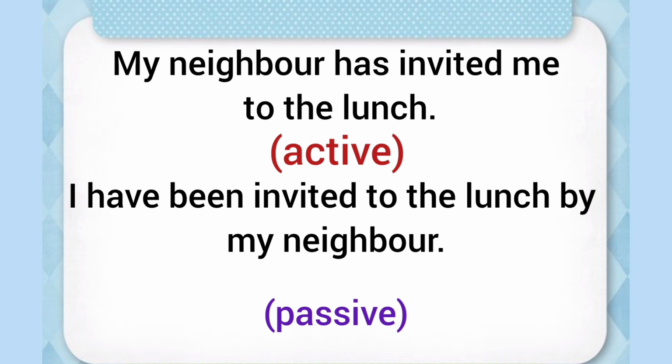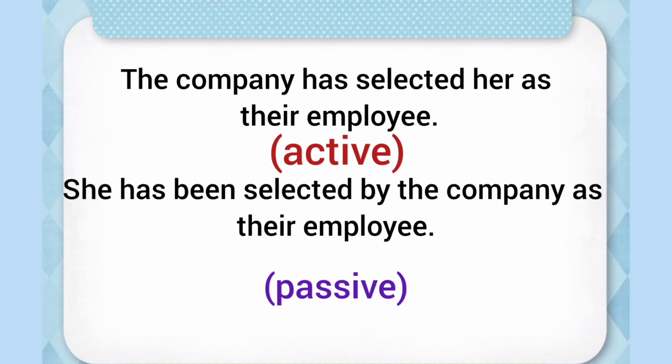Now, concentrate on the sentence. My neighbor is subject. Has invited is used as transitive verb here because me is the direct object. So, to the lunch is written as it is wherever you want to write. If you want to write I have been invited by my neighbor to the lunch, it is also correct. The company has selected her as their employee. She has been selected by the company as their employee.